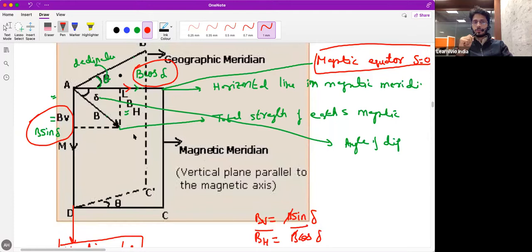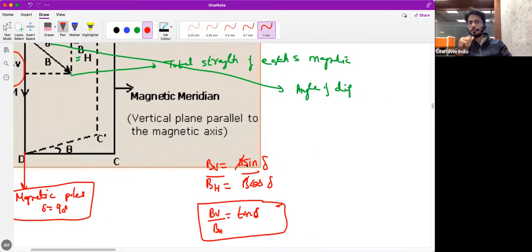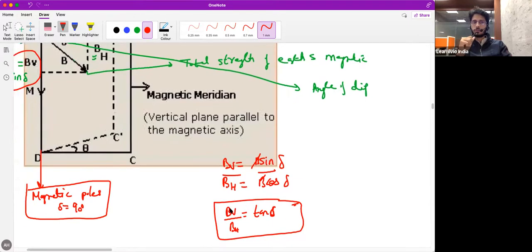Next, this is the total strength of Earth's magnetic field. With this horizontal direction, it's making an angle delta. You can take its component along the horizontal, that would be B cos delta. Similarly, you can take the component of B along vertical, that's B sin delta. This is what we call the horizontal component, and this is what we call the vertical component of Earth's magnetic field. So the horizontal component is B cos delta, the vertical component is B sin delta. If you take their ratio, B_V by B_H, B sin delta by B cos delta, it comes out to be tan delta. You can get questions on this also.